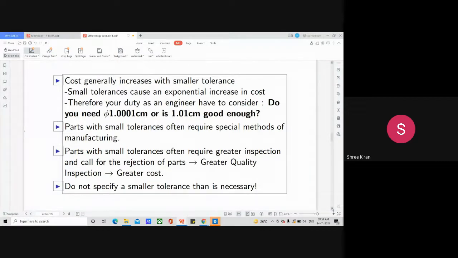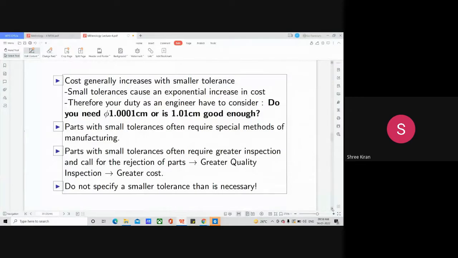New inspection techniques or new types of materials will be found to have better precision and accuracy, which comes to tolerances and allowances. Parts with smaller tolerances often require greater inspection and call for rejection of parts. Greater quality inspection means greater cost. This is what happens, and vice versa.